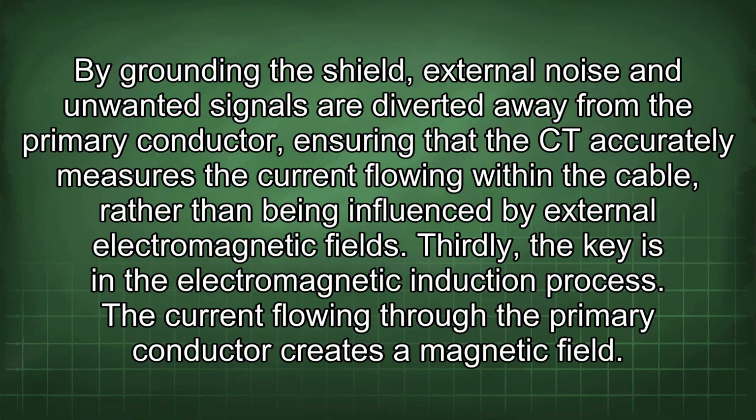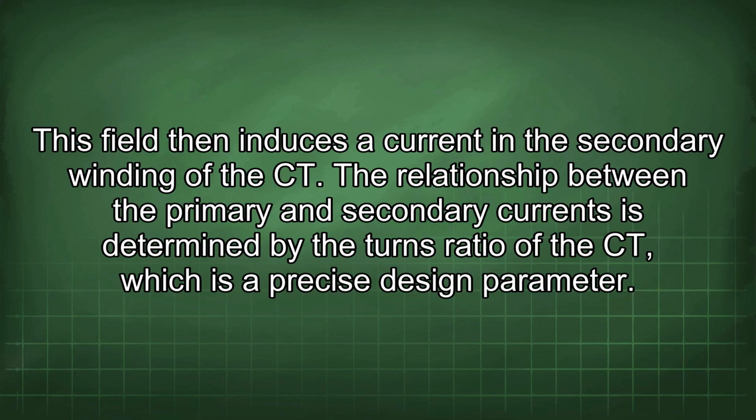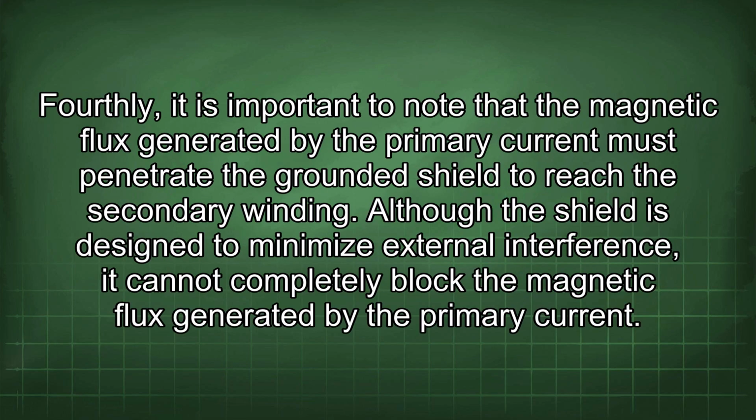Thirdly, the key is in the electromagnetic induction process. The current flowing through the primary conductor creates a magnetic field. This field then induces a current in the secondary winding of the CT. The relationship between the primary and secondary currents is determined by the turns ratio of the CT, which is a precise design parameter.